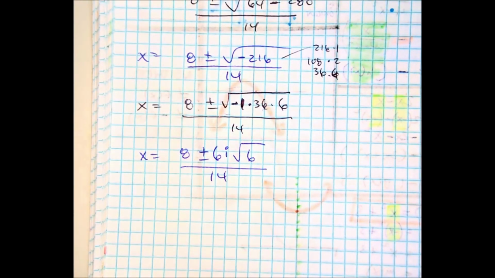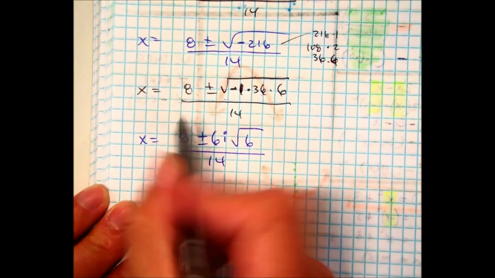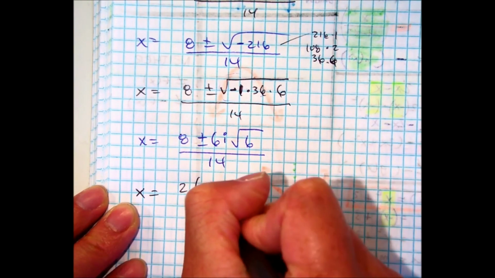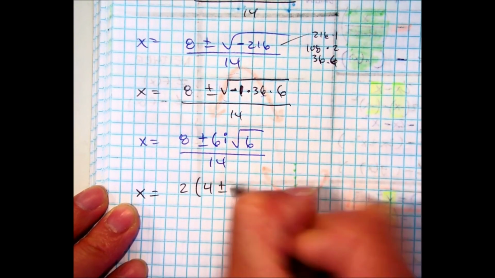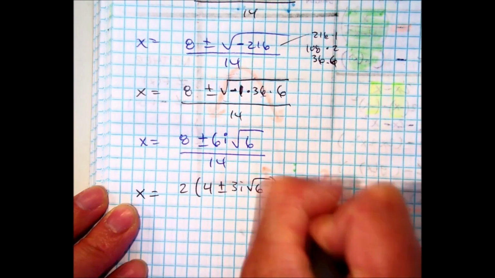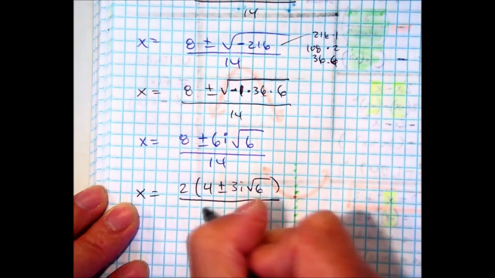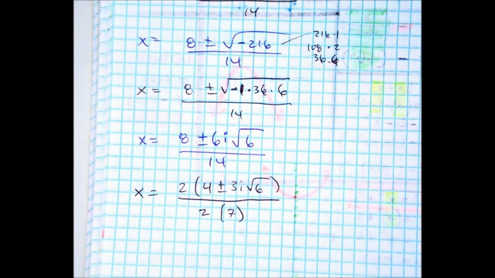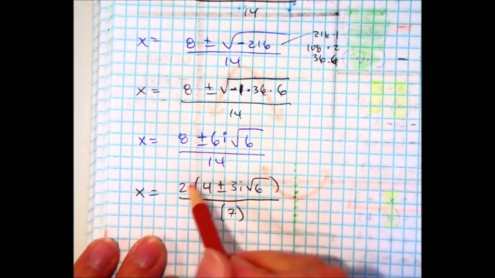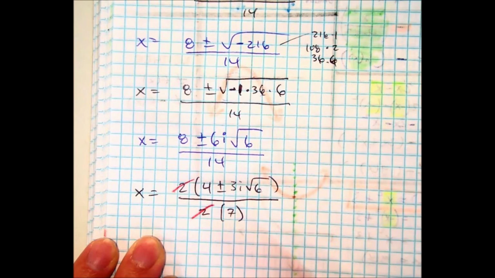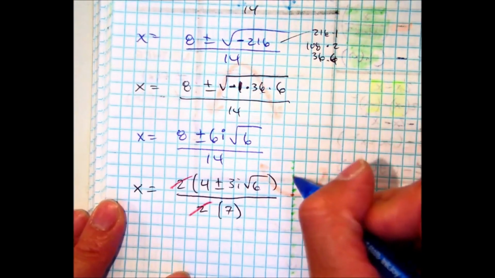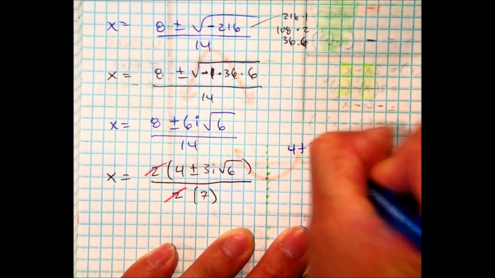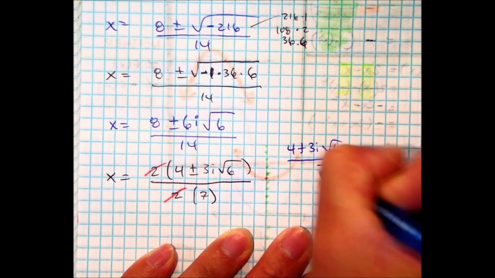Now you'll probably notice that all of the numbers on the outside of the radical are even. So let's factor out a 2. 8, 2 times 4 plus or minus 3i radical 6 over 2 times 7. Or you can always distribute that 2 to check your answer. 2 divided by 2 is 1. So now we're left with 4 plus or minus 3i radical 6 all over 7.